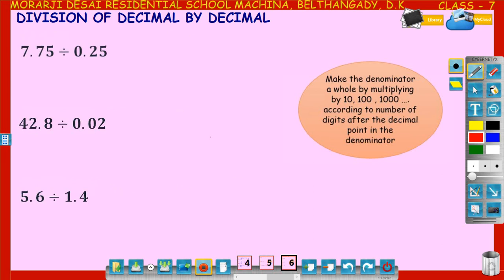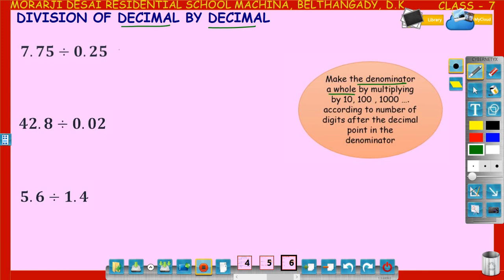Now, see the next one, division of decimal by decimal. First we have seen division of decimal by whole number, then division of decimal by 10, 100, 1000 and so on. Now division of decimal by decimal. Look at the rule here. While dividing decimal by decimal, first we have to make the denominator a whole number by multiplying by 10, 100 or 1000. First make the denominator a whole number.